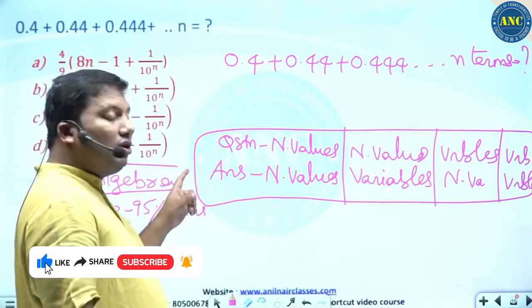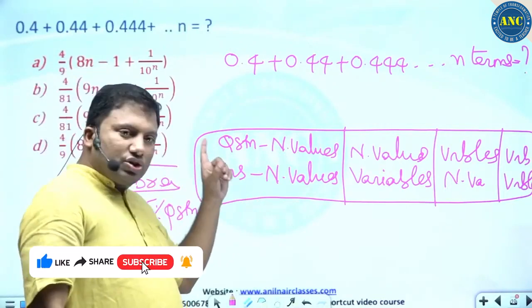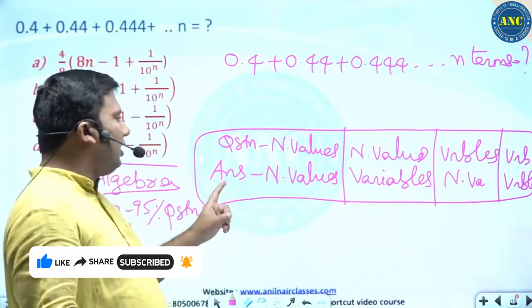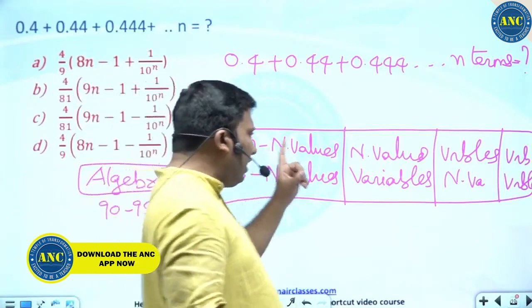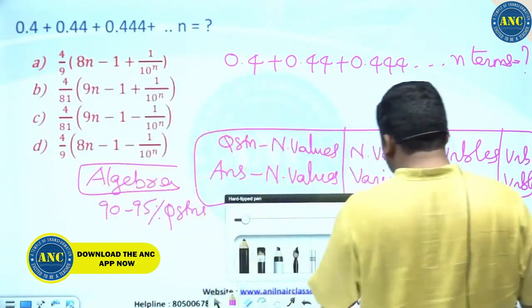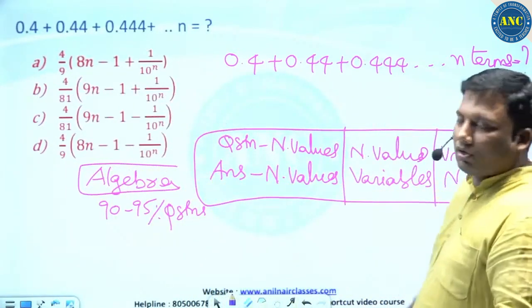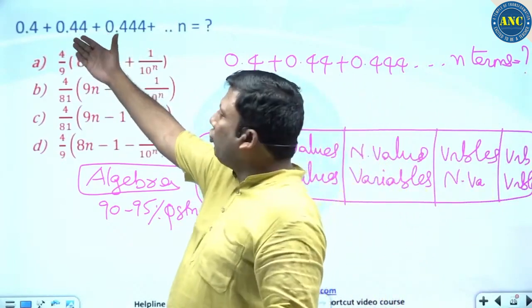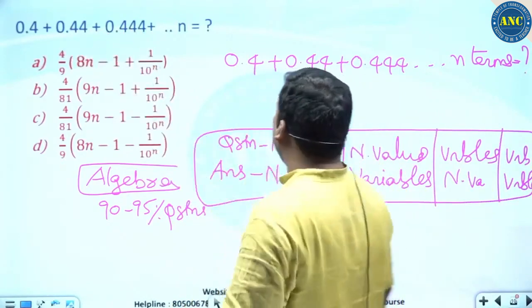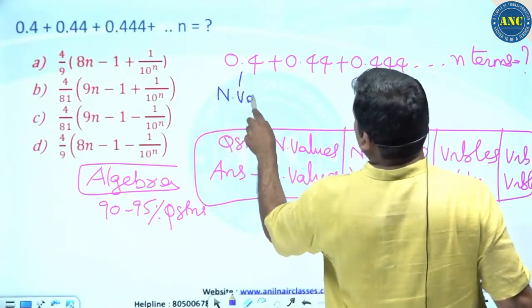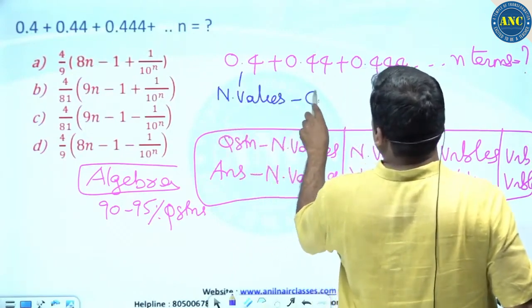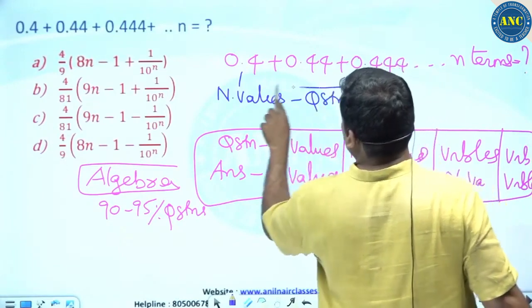Most of the algebra questions come under this category. Question numerical values, answer numerical values. Question numerical values, answer variables. Question variables, answer numerical values. Question variables, answer variables. Now let us see which pattern it belongs to. 0.4, 0.44, 0.444. All these are numerical values. The question contains numerical values.